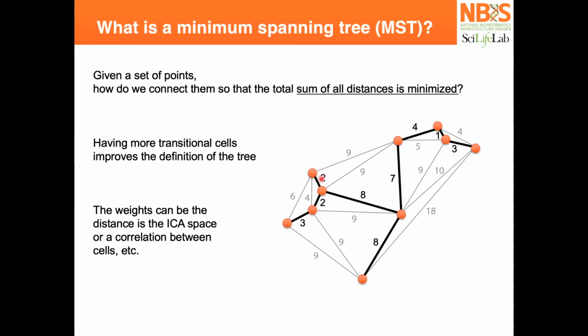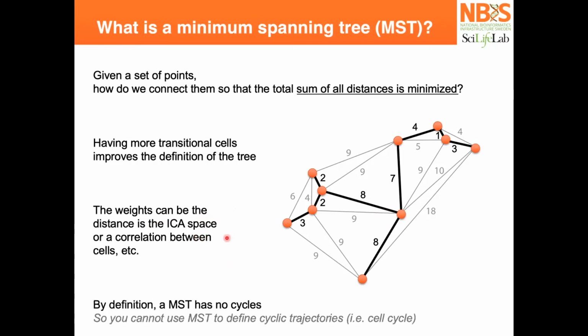The weights between the cells can be correlations, or distance on PCA or ICA space. For example, here it is usually ICA. It can be anything, or distance on a UMAP or a t-SNE. By definition, a minimum spanning tree has no cycles, so the cell cycle, for example, cannot be modeled using this method. So you really need to think about which method you want to use and why, and I'll come to that later in the presentation as well.